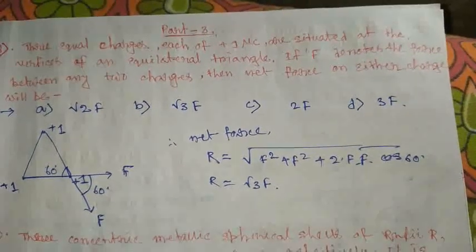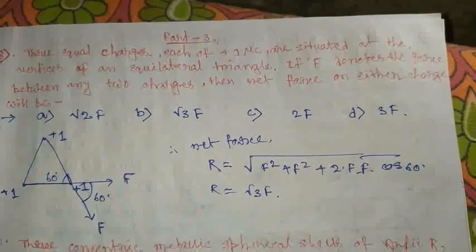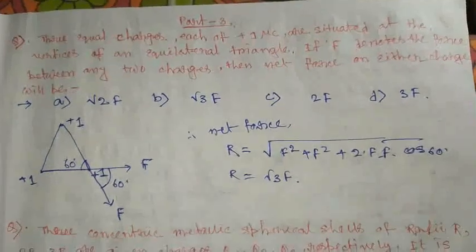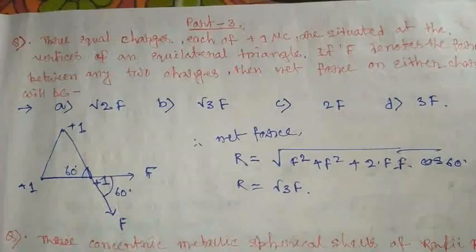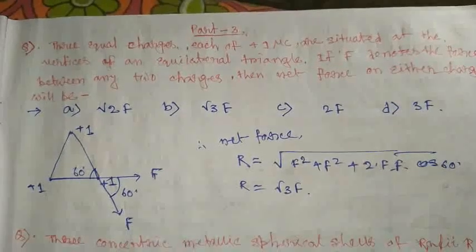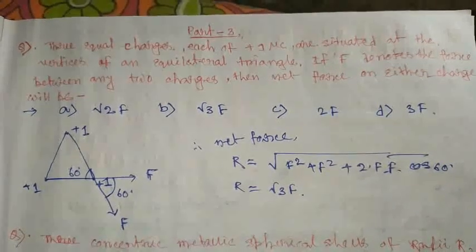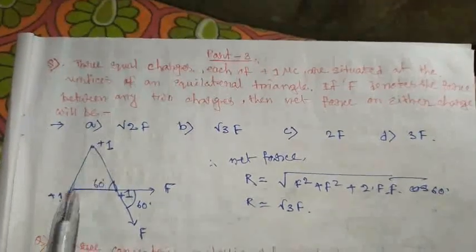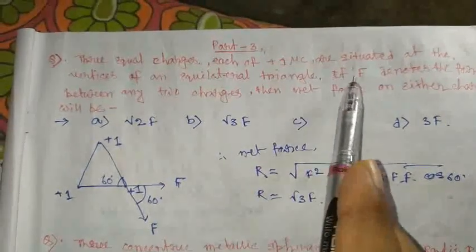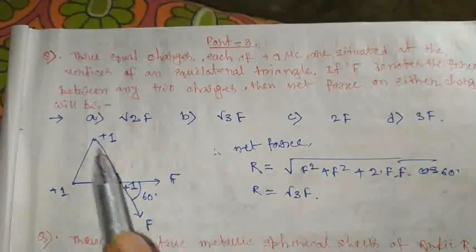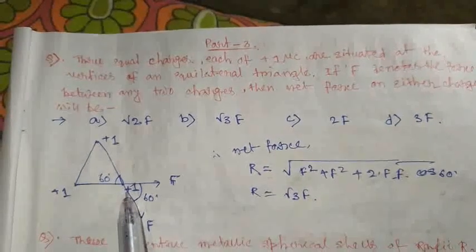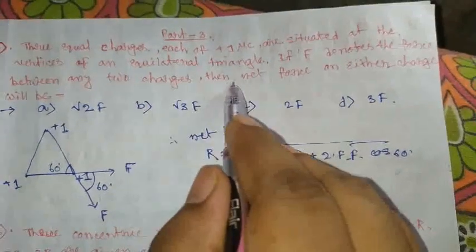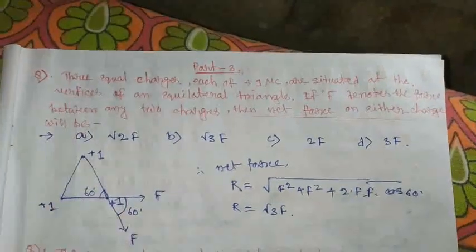The 4 options are given, and we know equilateral triangle means every side of the triangle is equal, and all three angles are the same, that is 60 degrees. According to the given question, the force between these two charges is F, and also between these two charges F, and between these two charges also F. So the question says, what will the net force on either charge be?